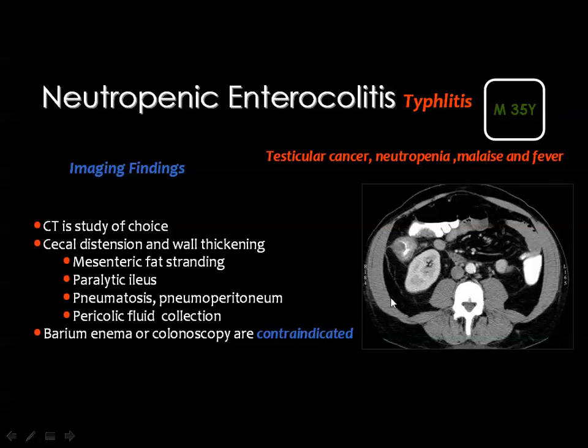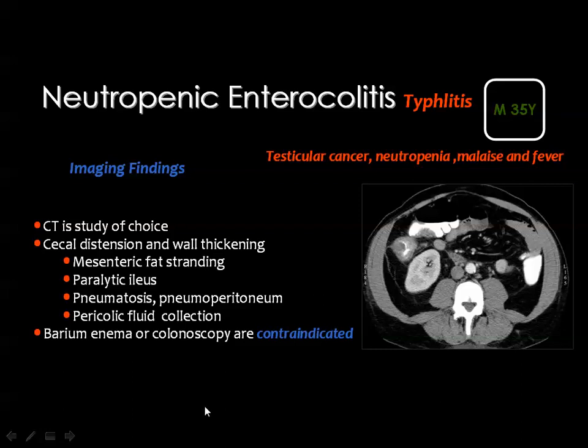The CT scan of the abdomen shows localized thickening of the wall of the cecum with stranding of the pericolic fat. Of course, you know that in these inflammatory conditions, neutropenic enterocolitis and pseudomembranous colitis, as well as diverticulitis, barium enema and also endoscopy are usually contraindicated. And the most reliable way for the diagnosis is the CT scan.